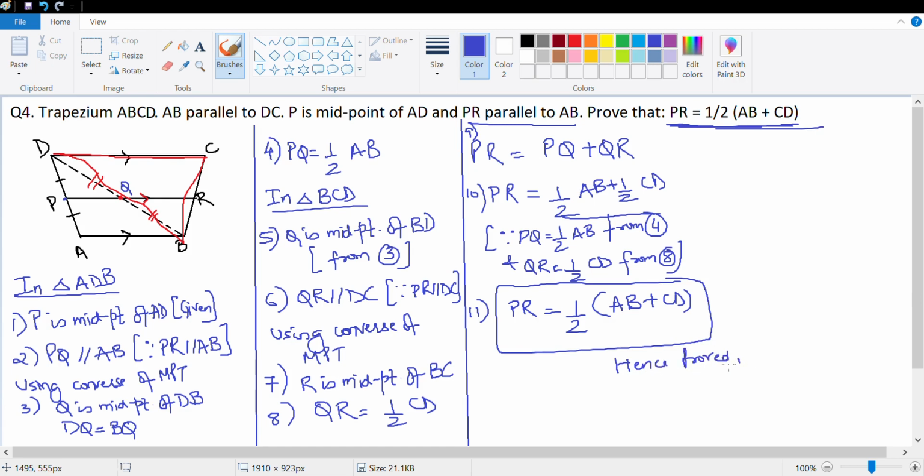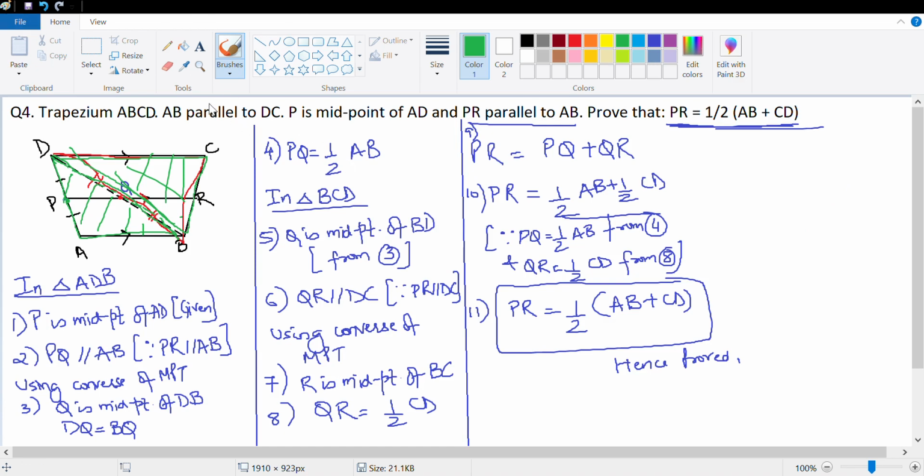Perfect. So again, I will repeat, as soon as you notice one midpoint or a line of parallel lines, try looking for triangles. So here I found two triangles, ABD. I applied the midpoint theorem here first, and then I applied it in this triangle BCD, and I was able to get my answer. Perfect. Let's move on to the next question.